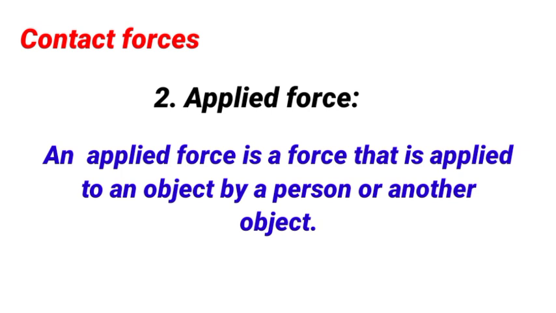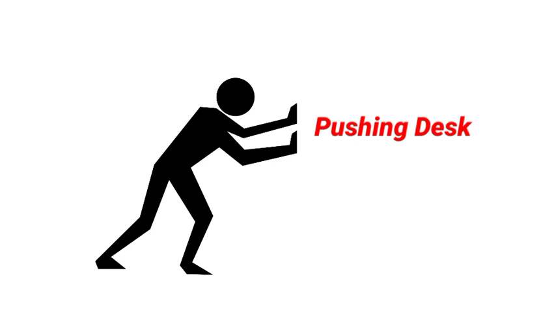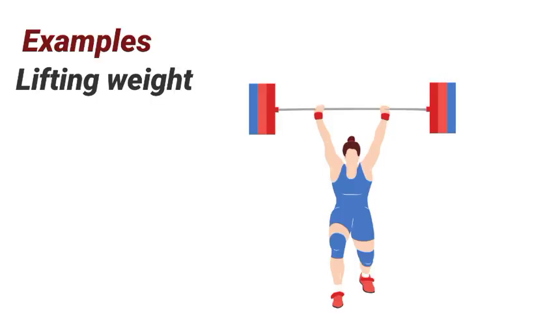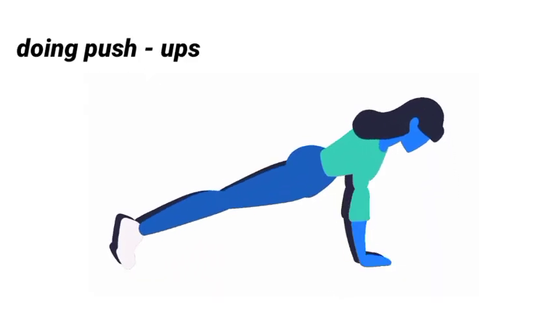Second is applied force. Applied force is the force that is applied to an object by a person or another object. If a person is pushing a desk across the room, then there is an applied force acting upon the object. The applied force is the force exerted on the desk by a person. Other examples are lifting weight or doing push-ups. So all these activities are done by using applied force.